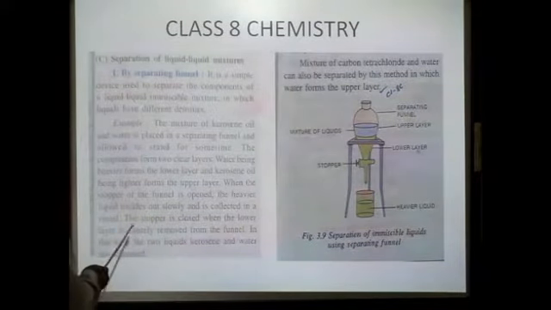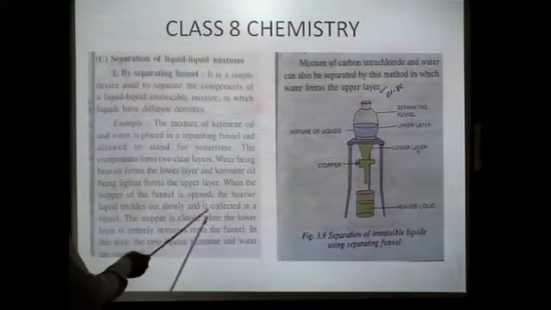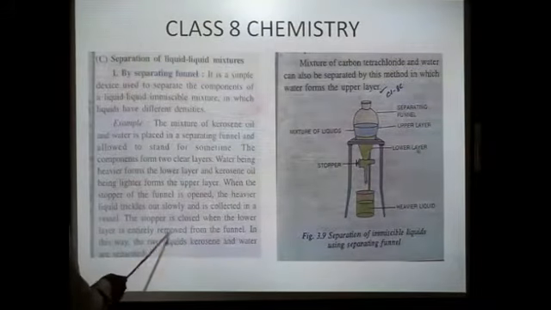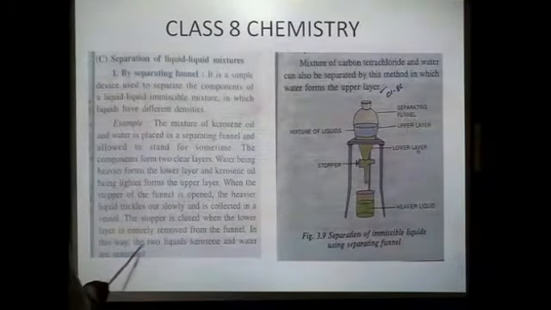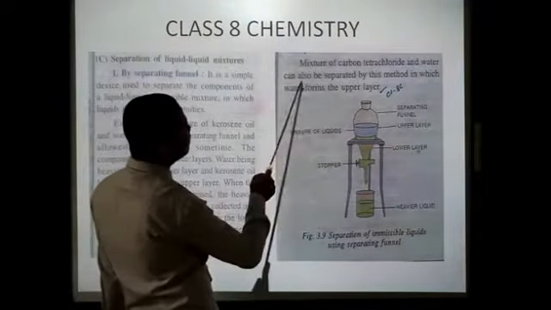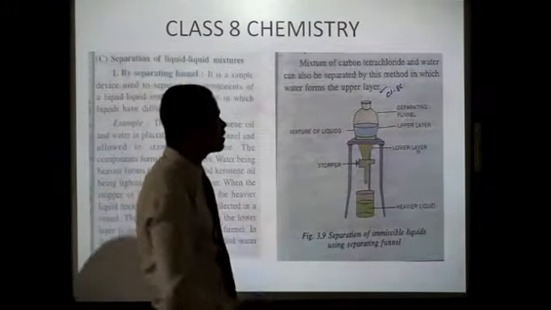Now, the heavier liquid trickles out slowly and is collected in a vessel. The stopper is closed when the lower layer is entirely removed from the funnel. In this way, the two liquids, kerosene and water, are separated. A mixture of carbon tetrachloride and water can also be separated by this method, in which water forms the outer layer.